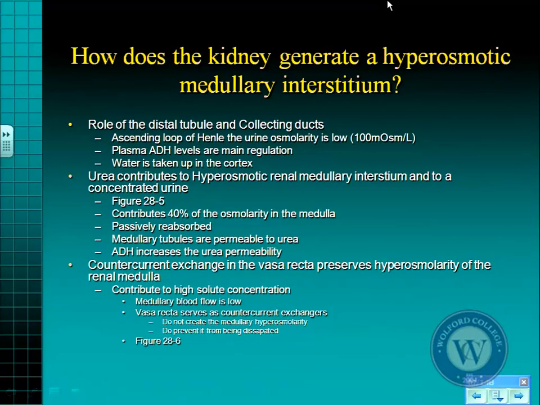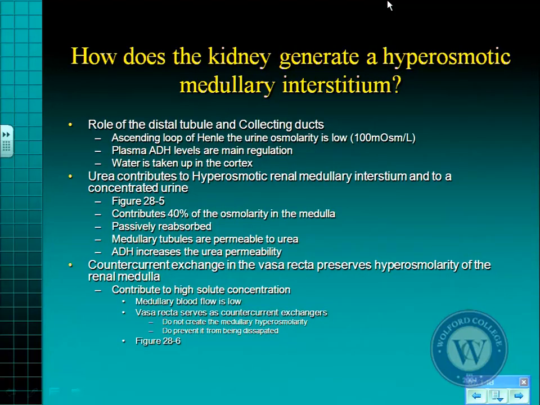The role of the distal tubule and the collecting ducts comes after the ascending loop of Henle. The urine osmolarity is low. Plasma ADH levels are the main regulation mechanism, and water is taken up in the cortex when you add the ADH. Urea contributes to the hyperosmotic renal medullary interstitium and to a concentrated urine. If you look at it, it contributes to 40% of the osmolarity in the medullary area. That's a pretty good amount. So it's a secondary mechanism.